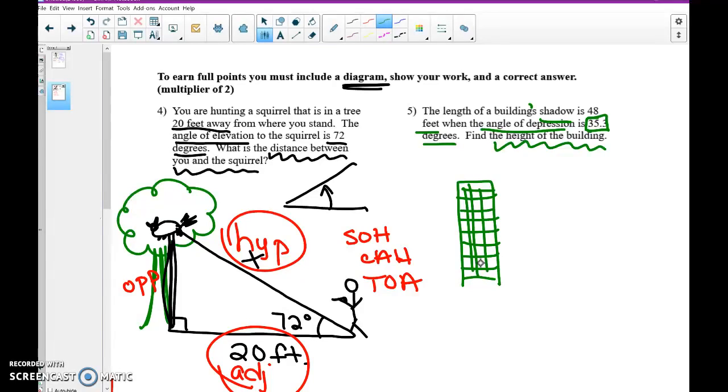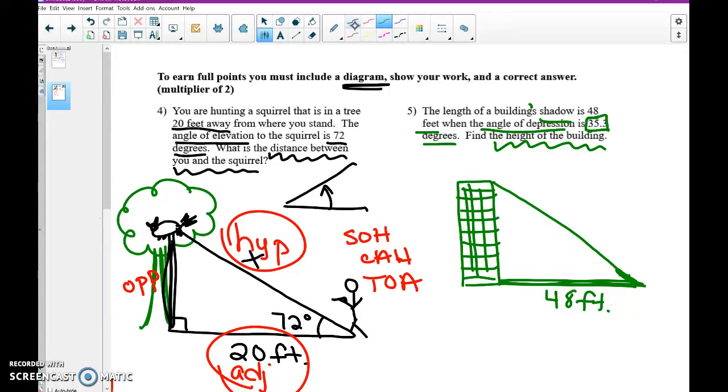Okay, now, some of you got a little bit confused as to where the shadow would go, which is a little strange because all of you should have shadows. And unless you're Peter Pan, your shadow should go on the ground. Some of you put your shadow here. No. No bueno. Shadows go on the ground. All right, so let's just confirm that right now. The length of the building's shadow is 48 feet. 48 should have gone there. Angle of depression is 35.3. Some of you left off that 0.3. It is important. It's supposed to be in the problem.